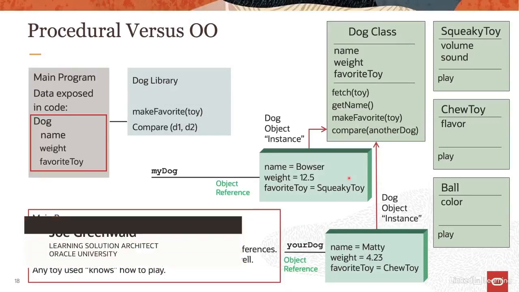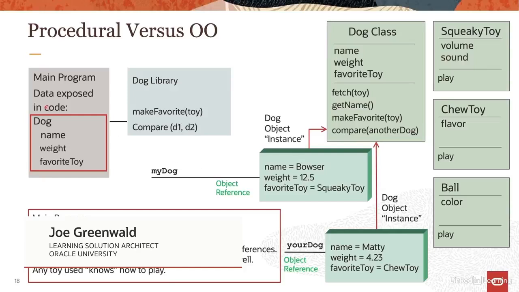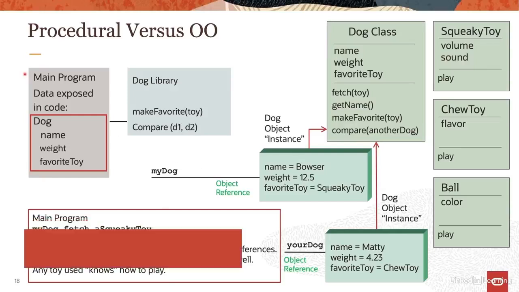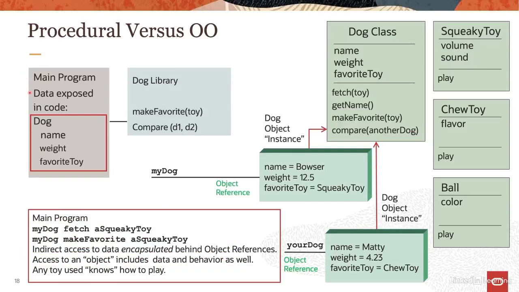Let's take a look at procedural versus object-oriented programs. On the left here we see a procedural program, a main program with the data structure exposed in the code. The dog data structure has a name, a weight, and a favorite toy. Separate from the main program is a dog library, which would have procedures and functions to carry out various behaviors, like make a toy its favorite or compare two dogs.